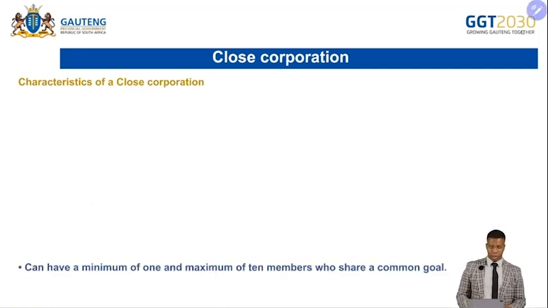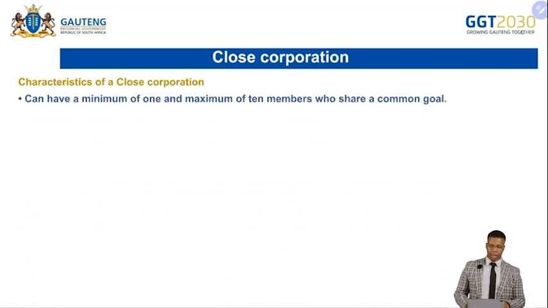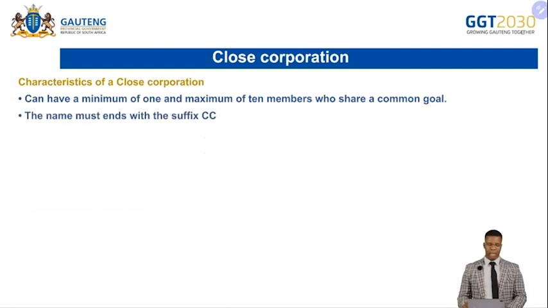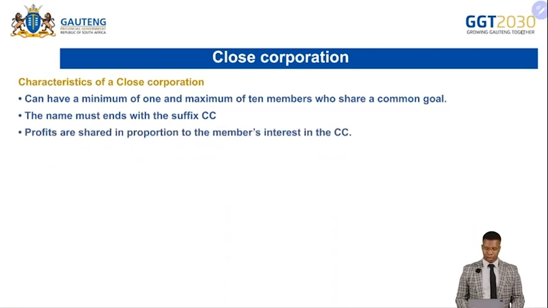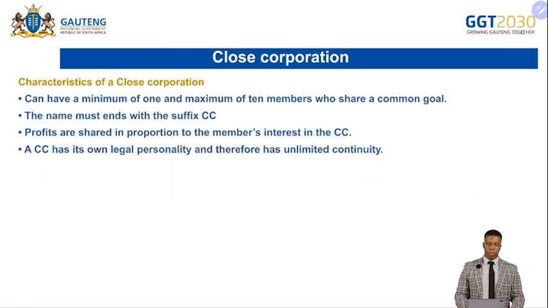There we start by looking into the characteristics. This is a form of ownership that was discontinued. So when we are looking into a close cooperation, the characteristics explain the idea that it can have a minimum of one and a maximum of 10 members who share a common goal, and the name must end with the suffix CC to indicate that this is a close cooperation. And then profits are shared in proportion to the members' interest in the close cooperation.